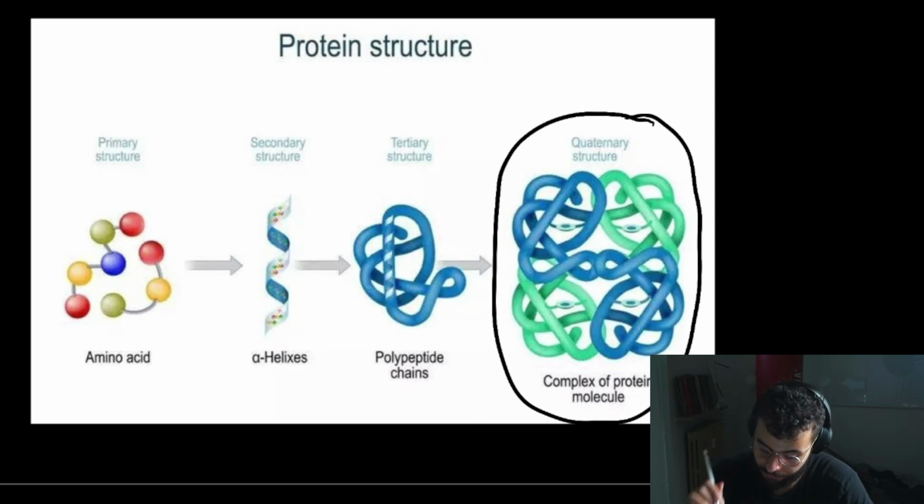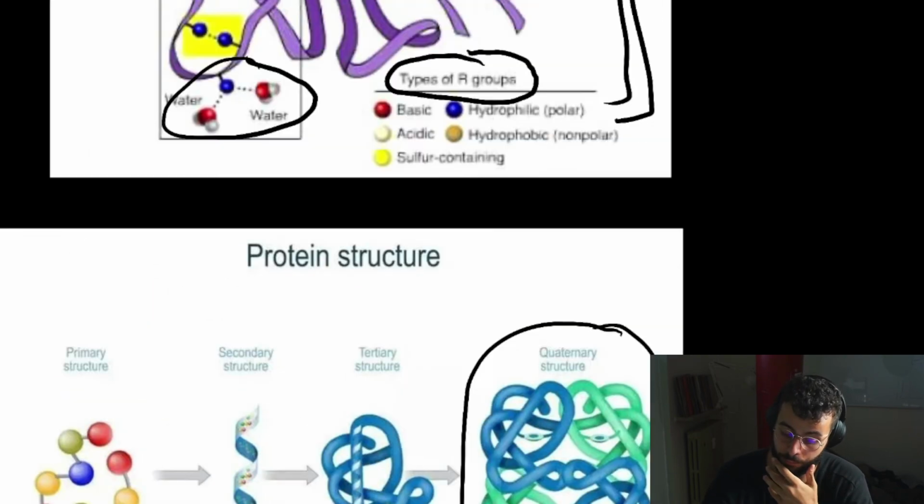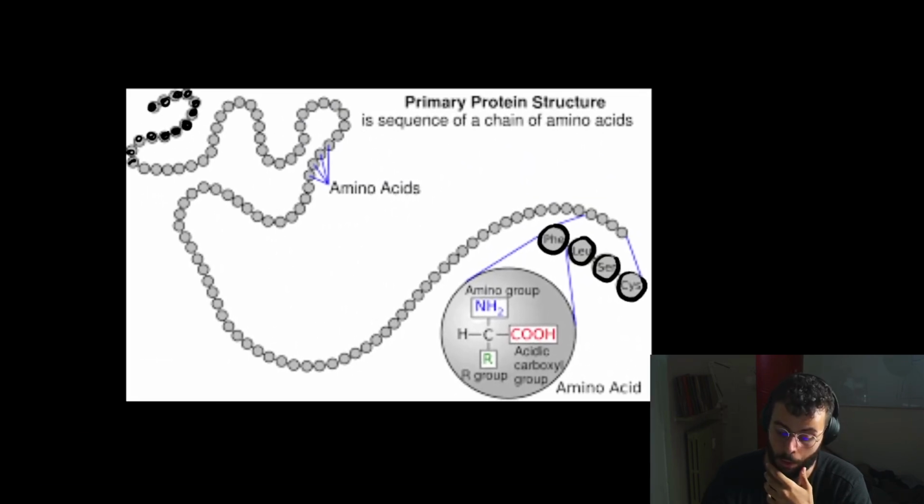A very good example of a quaternary protein is hemoglobin, which is built from different polypeptides, and hemoglobin is the molecule that carries oxygen inside our blood. I know this video was a bit complicated, but the only thing to remember from the video is that you have 4 levels of folding of protein. The first one is the primary, where you have only the sequence of amino acids. The sequence of amino acids will determine the way that the protein will fold in the future.